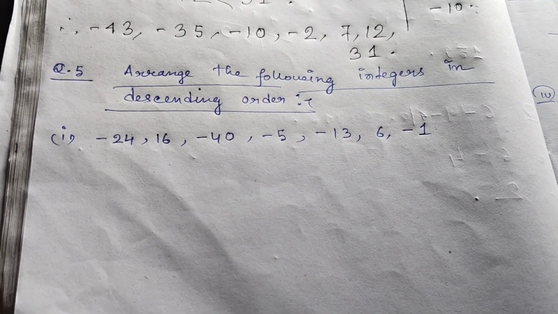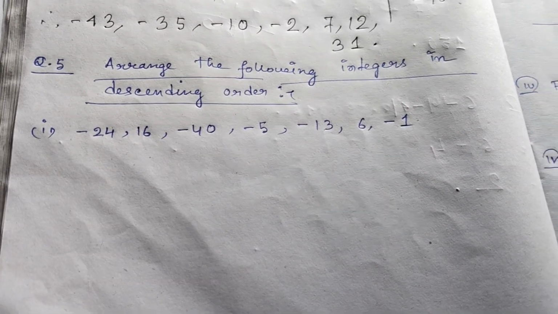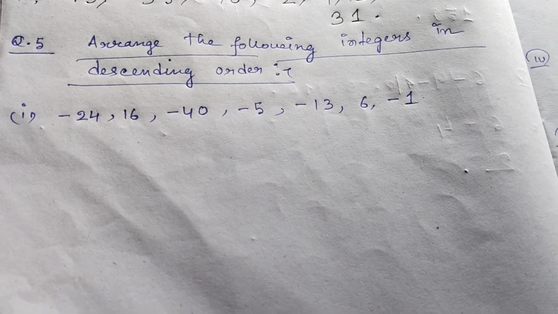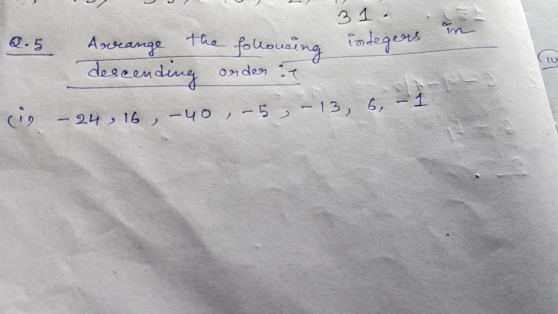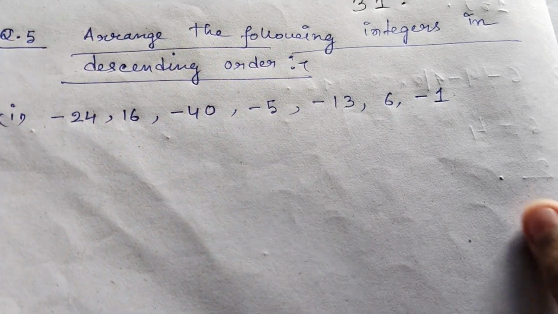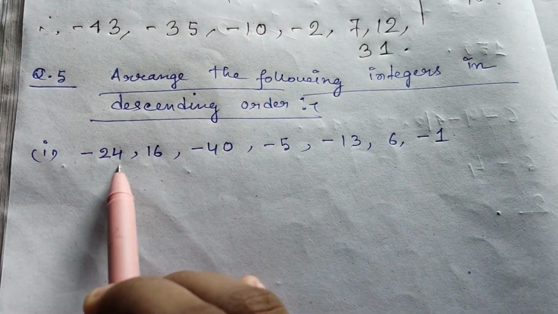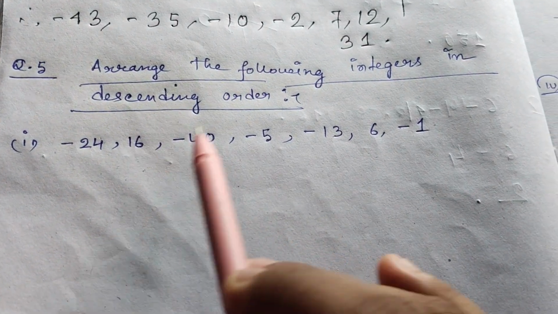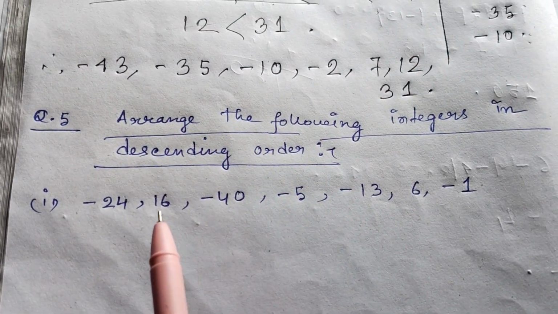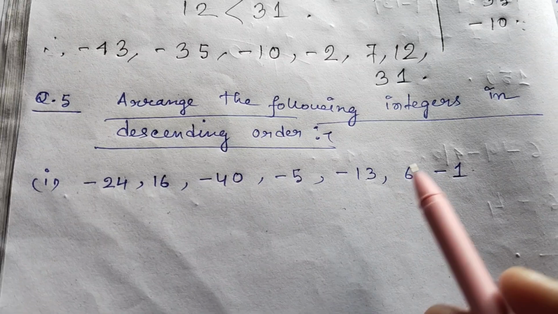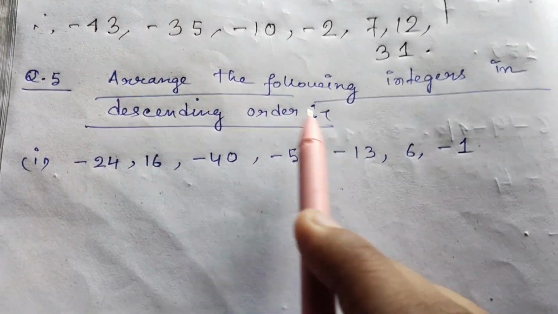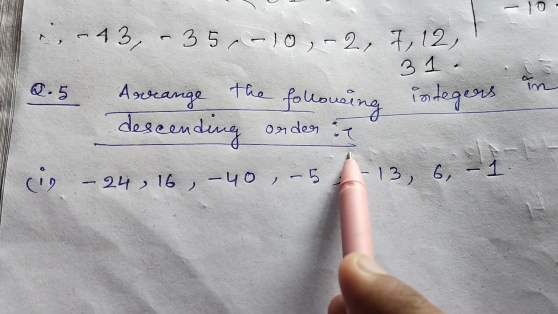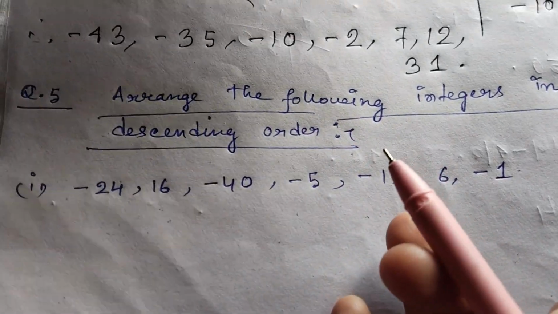Question number 5. Arrange the following integers in descending order. Descending order means bigger to smallest. In the previous questions we arranged in ascending order, that means smaller to bigger. But in this question we have to arrange from bigger to smaller. So it is so easy now, because to arrange in descending order, we have to put the positive values first.